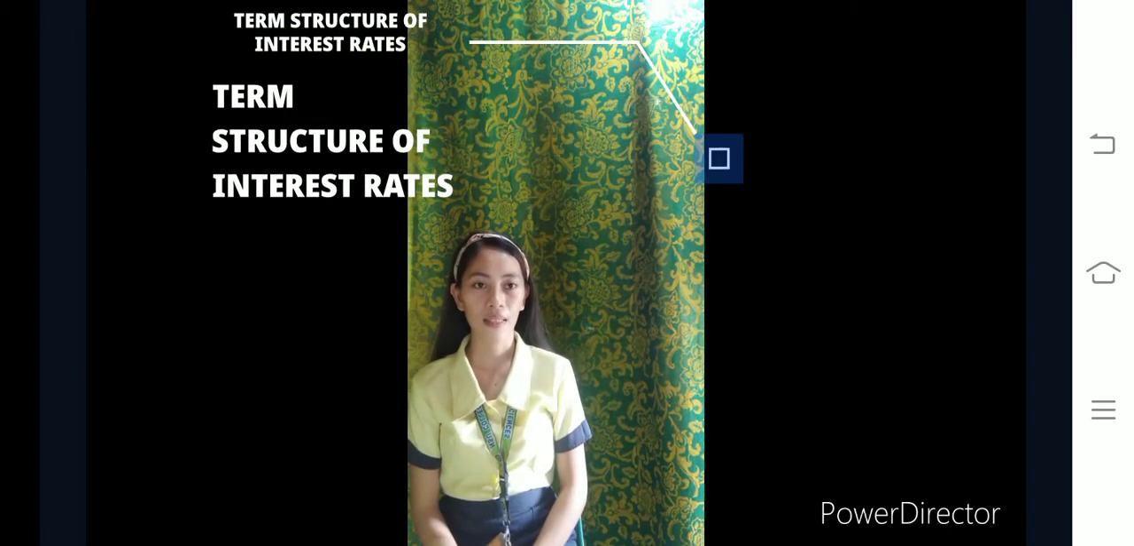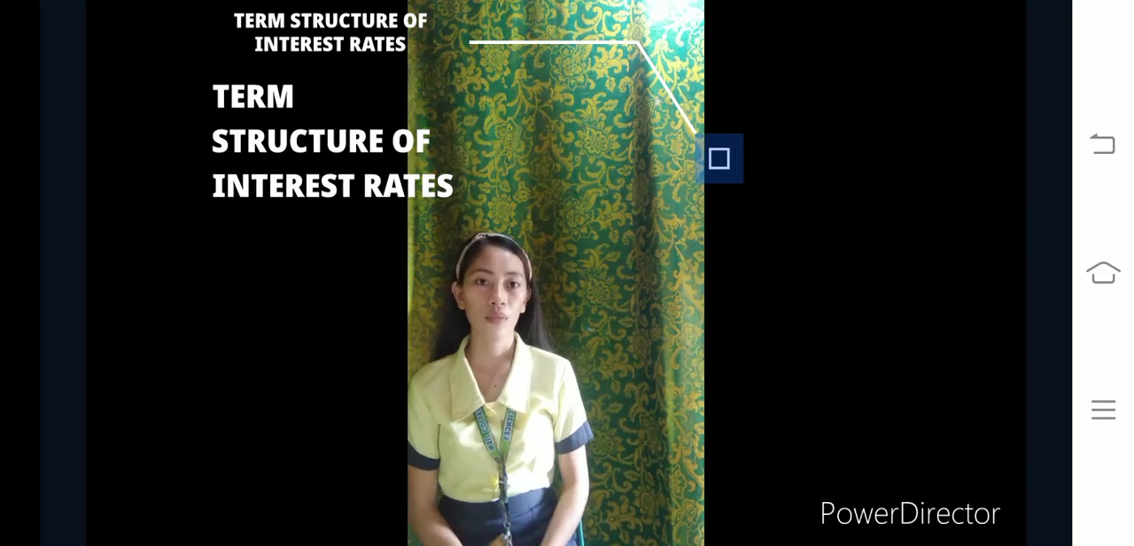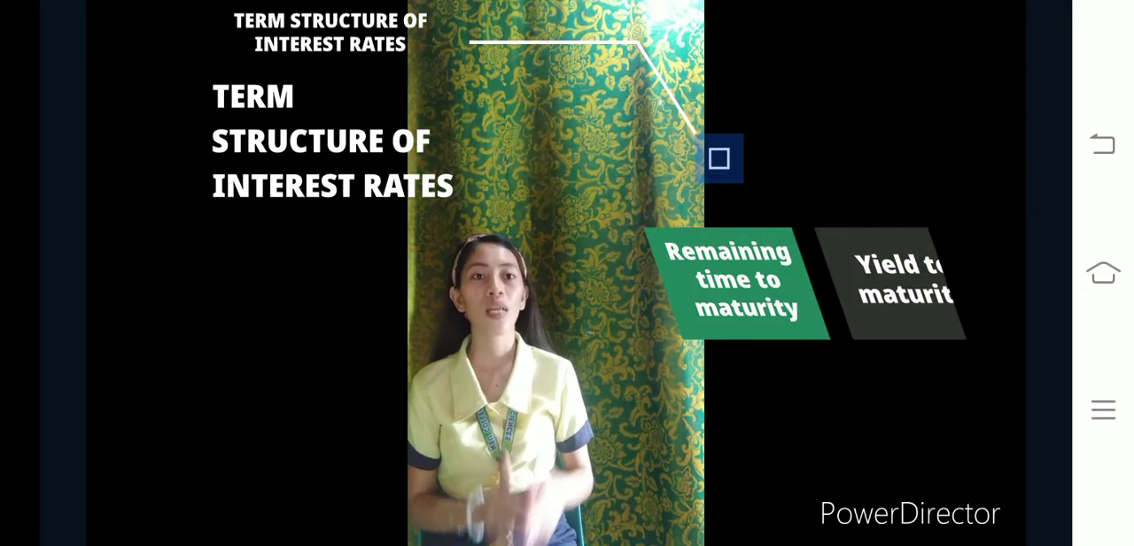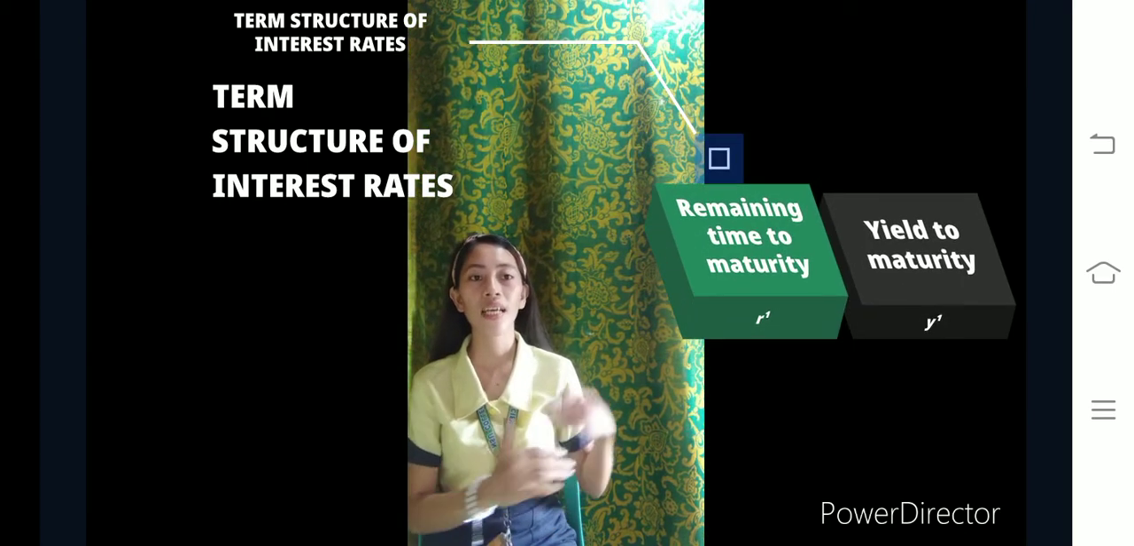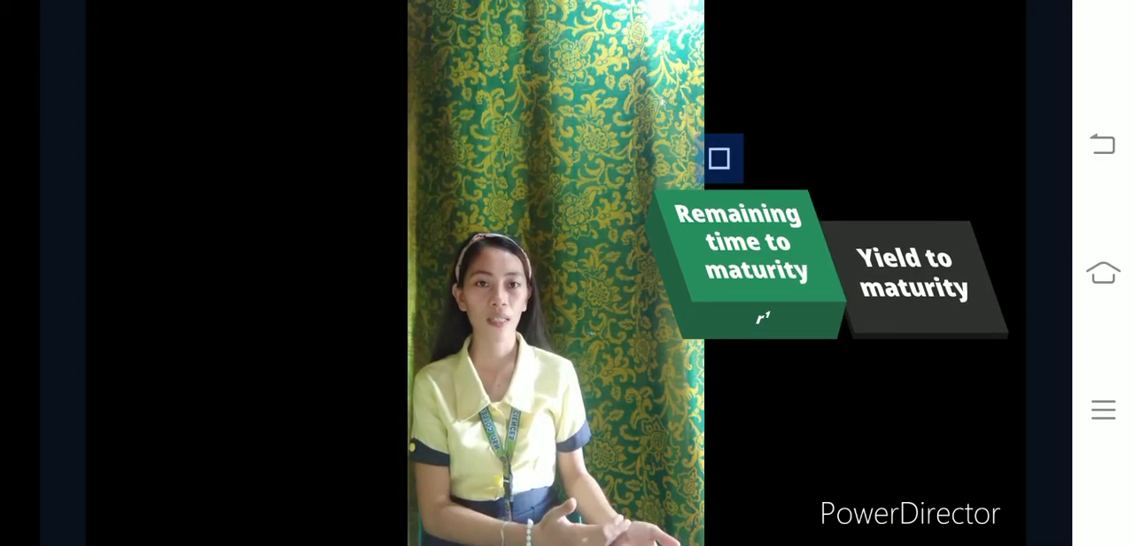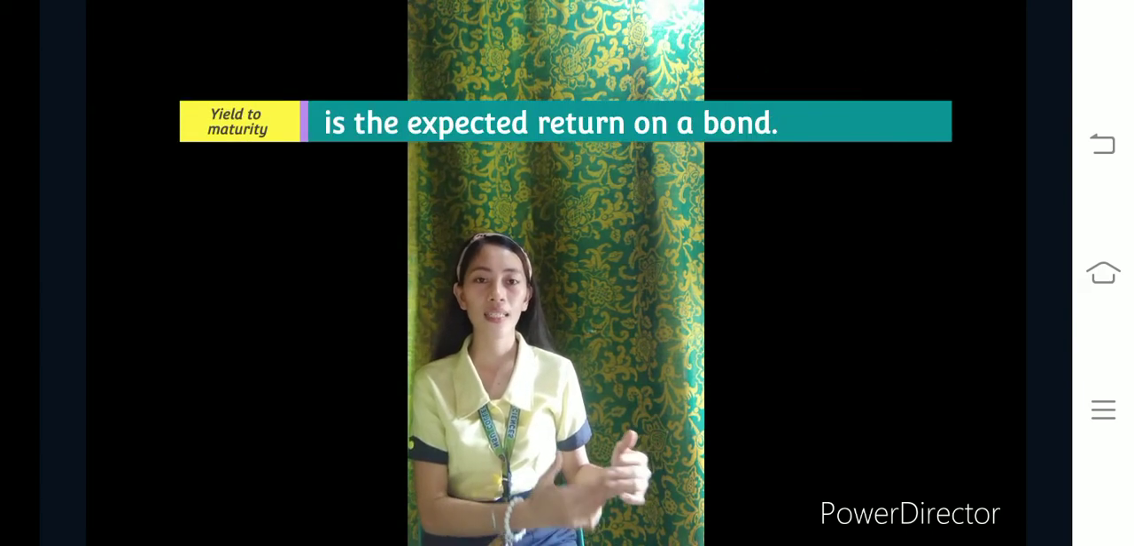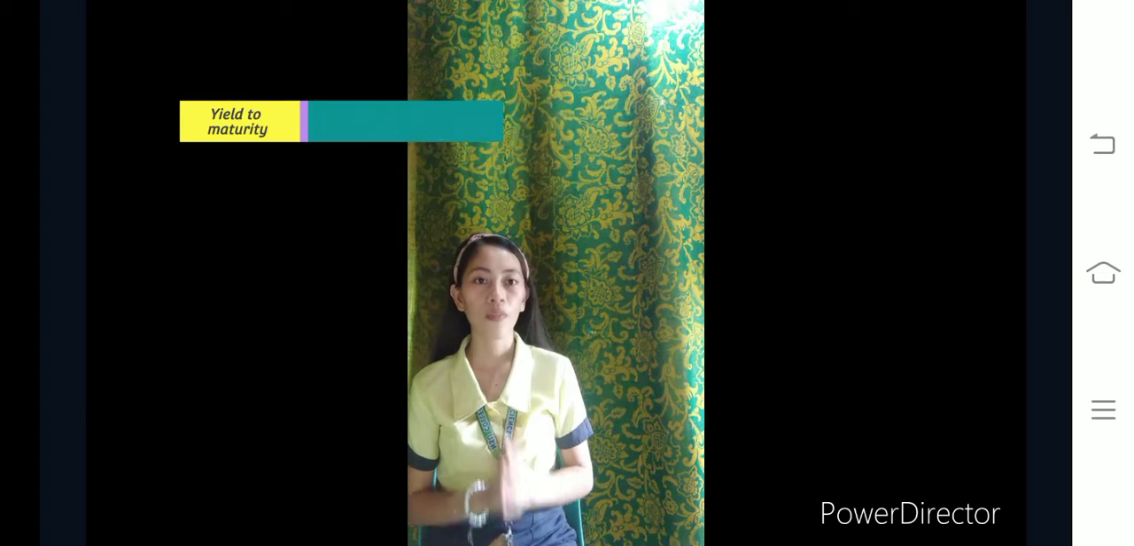Next, we will now go to the term structure of interest rates. Term structure of interest rates is the relationship between the remaining time to maturity and the yield to maturity of a bond. Time to maturity is the life or holding period of a bond, while the yield to maturity is the expected return on a bond.